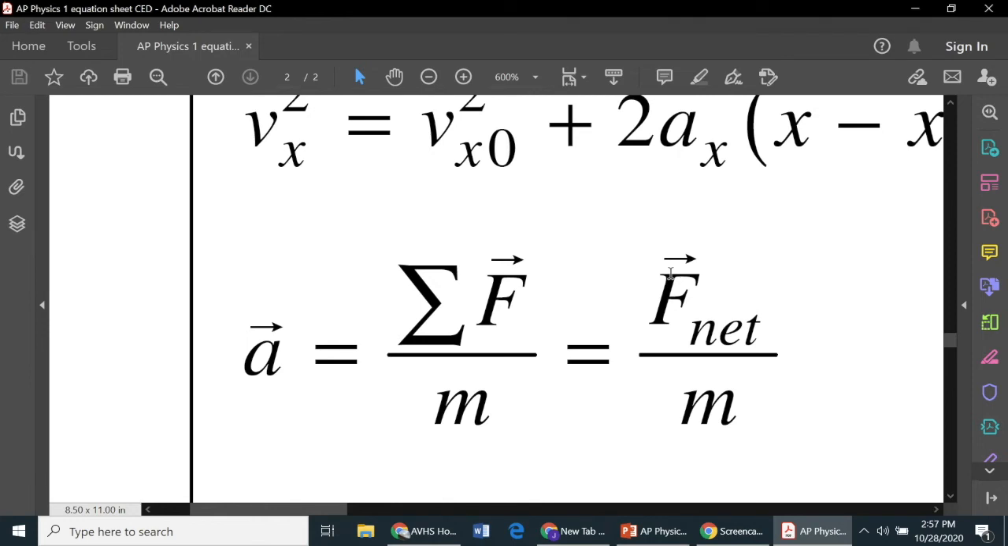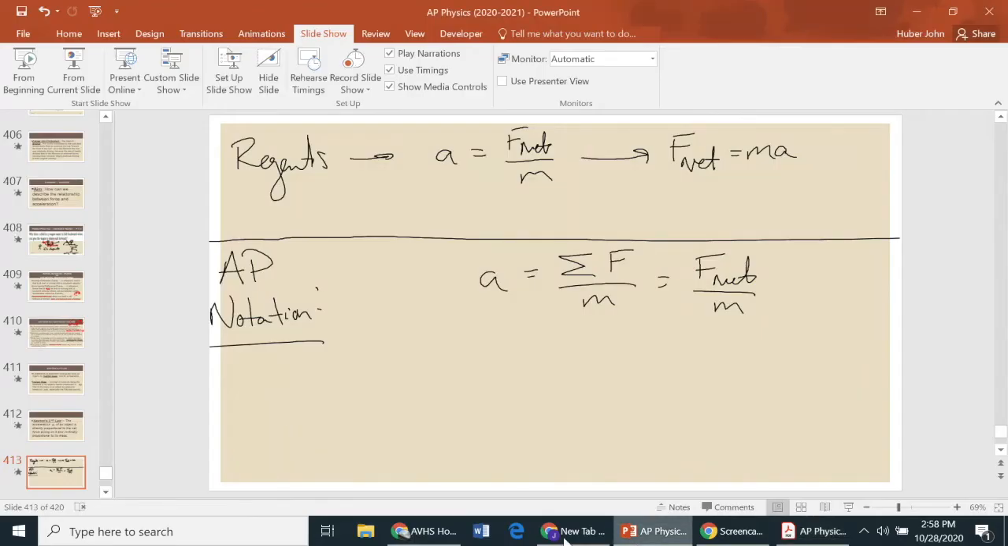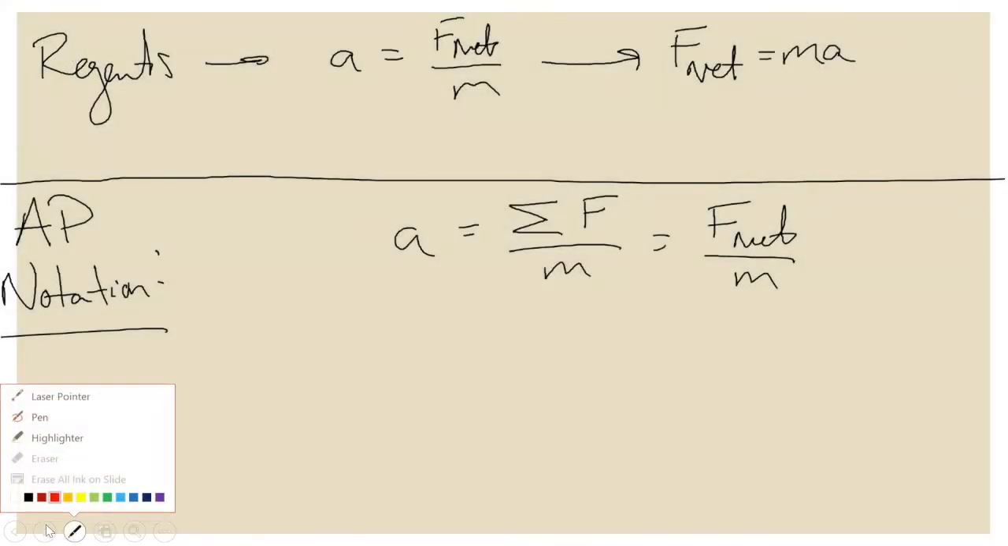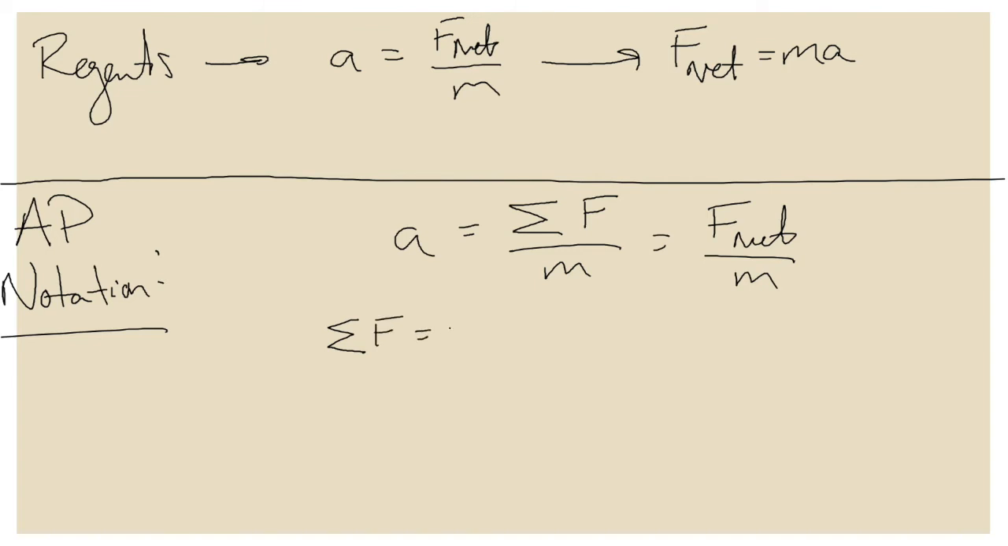Now, while the F net over M version of this is probably more comfortable, because you've seen it before, I think thinking about this in terms of the sigma F notation, the sum of the forces, as you'll see in a couple of days, is actually going to be really important. Because if you remember, I began our discussion of Newton's second law about 5 minutes ago by saying that the framework that we're using to analyze these problems is totally different in this course. And so thinking about it as the sum of the forces is going to be extremely useful.